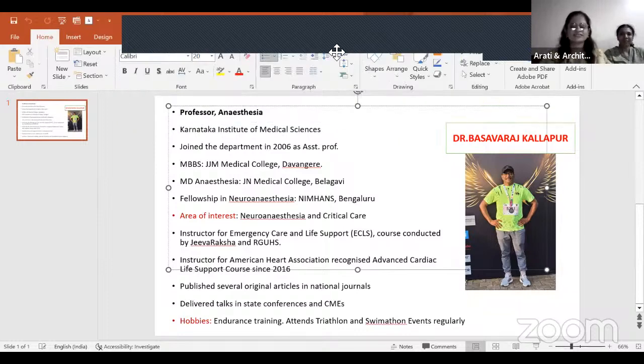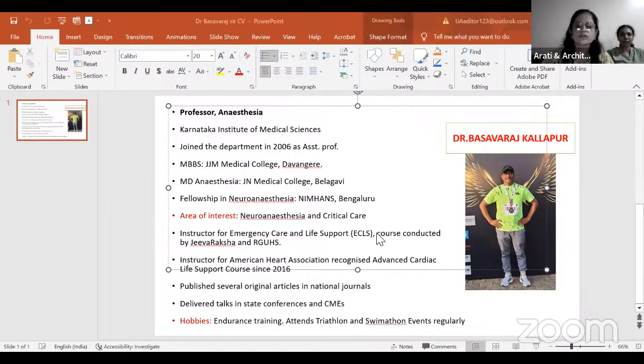And our next moderator is Dr. Basavaraj Kalapur. He is a professor in the Department of Anesthesia, Karnataka Institute of Medical Sciences. He had joined the department in 2006 as assistant professor. He has done MBBS from JJM Medical College, Davangere, and MD Anesthesia from Jain Medical College, Belgavi. He has done fellowship in neuroanesthesia from NIMHANS, Bengaluru. His areas of interest are neuroanesthesia and critical care.